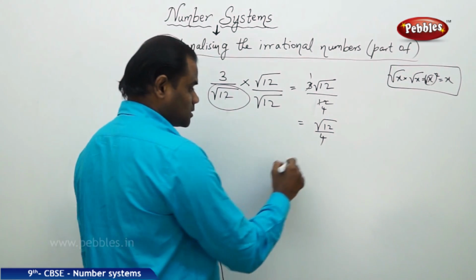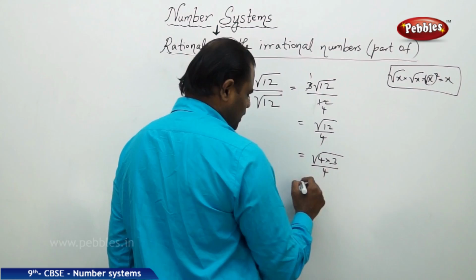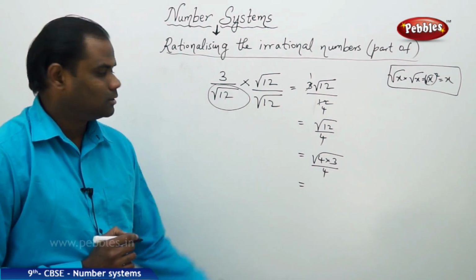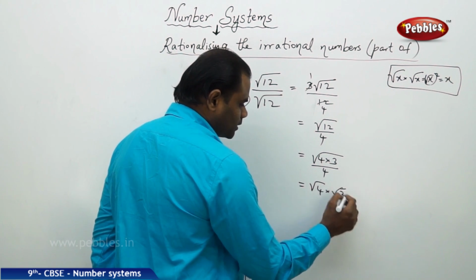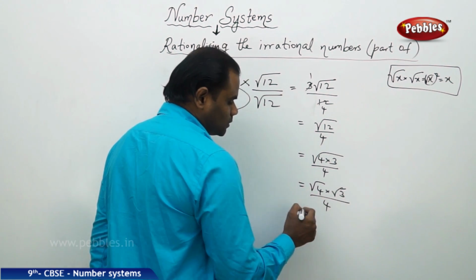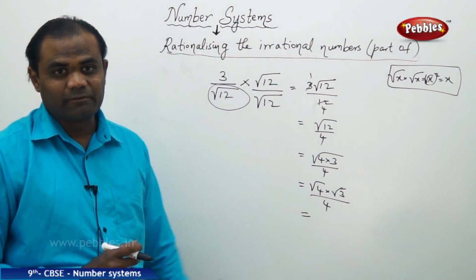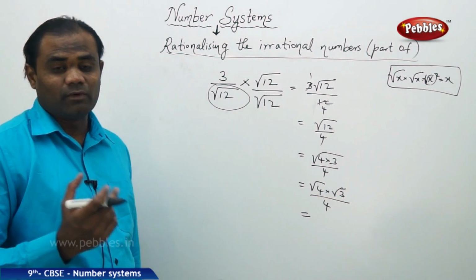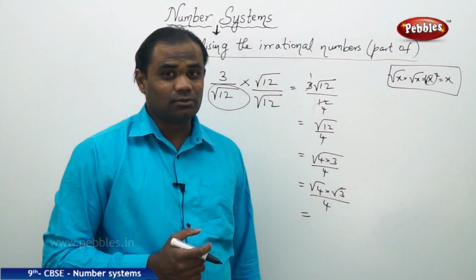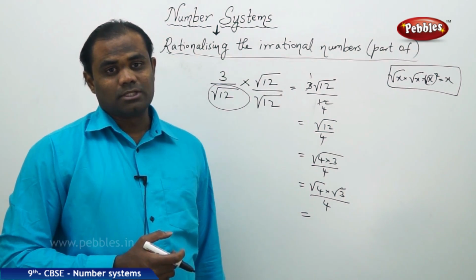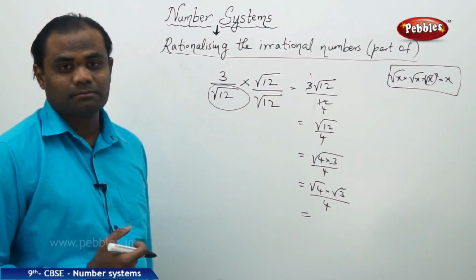This can be further simplified by taking root 12, which is 4 times 3, by 4, so that this can be split as root 4 times root 3 by 4, because root AB is root A times root B. Every factor can be split in the root provided it is in multiplication. Root of A plus B is not equal to root A plus root B. The splitting of roots is possible only in division and multiplication.